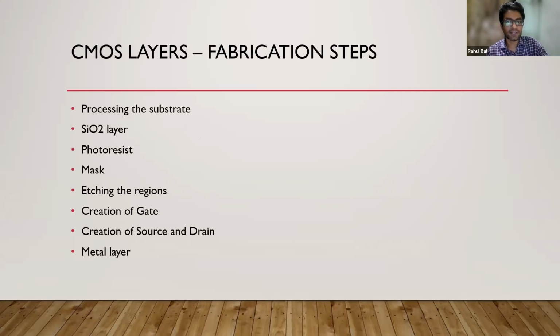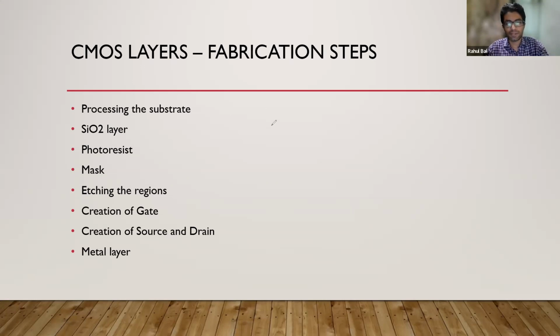So fabrication layers, the process involves various steps. Starting from the processing of the substrate, then the SiO2 layer, then photoresist, mask, etching regions, then creation of gate, source and drain, and at last the metal layer. So let me annotate here. I will just show you by annotating itself.